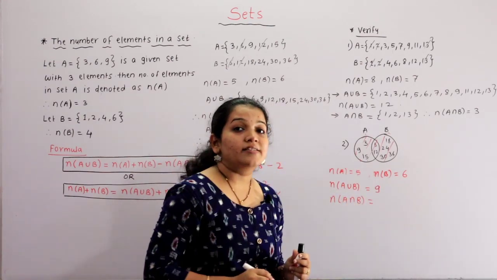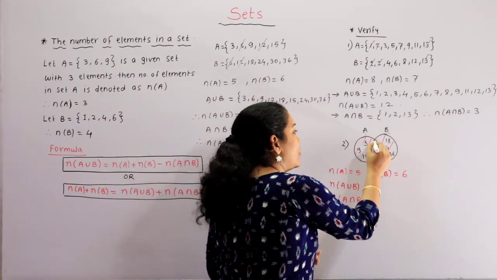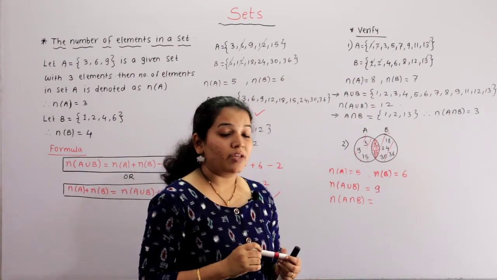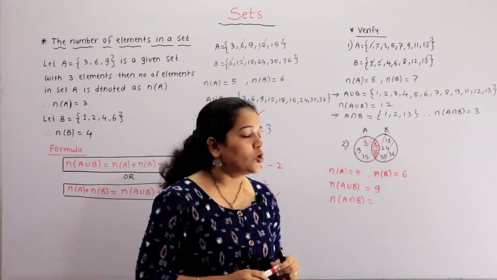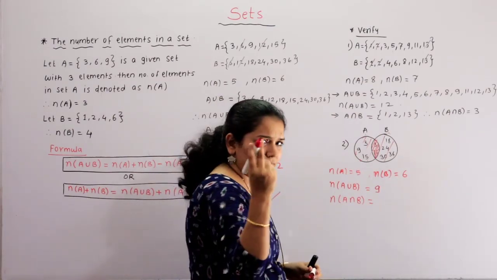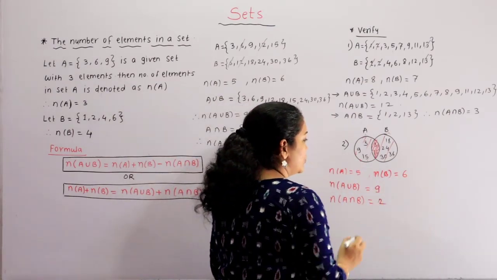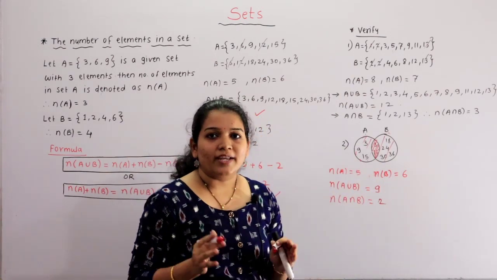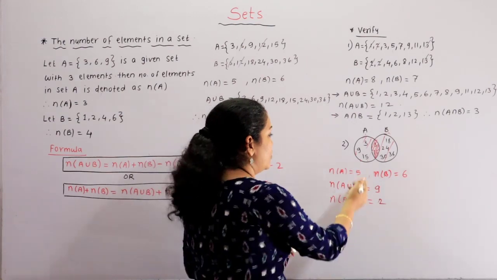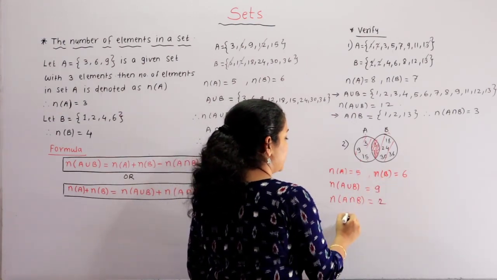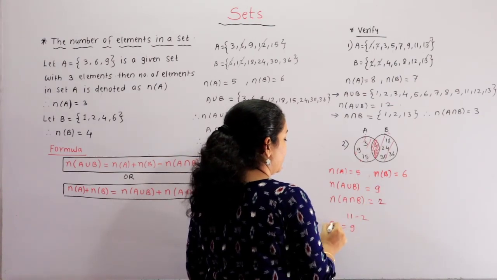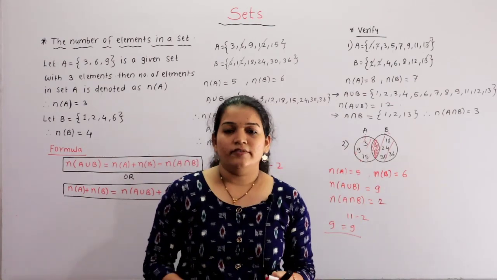Now n of A intersection B. Count of intersection, just count. So कौन सा part common है? This part is common. So common elements means intersection. Yes or no? So n of A intersection B, how many elements are there? Only 2. So here only you are getting all the counts. No need to do all this. Okay? So now verify. 5 plus 6, 11 minus 2 is 9. Yes or no? So A union B is also 9. So 9 is equal to 9.